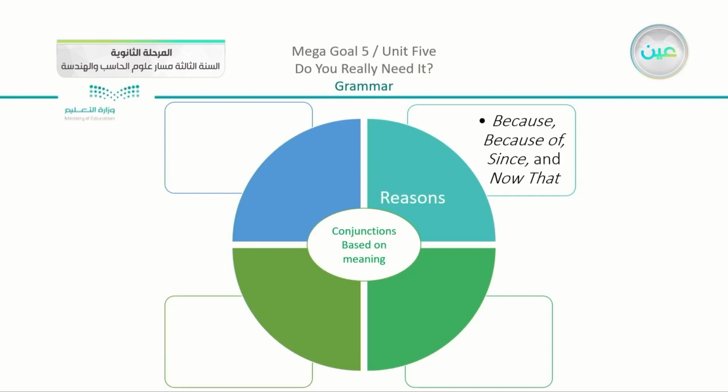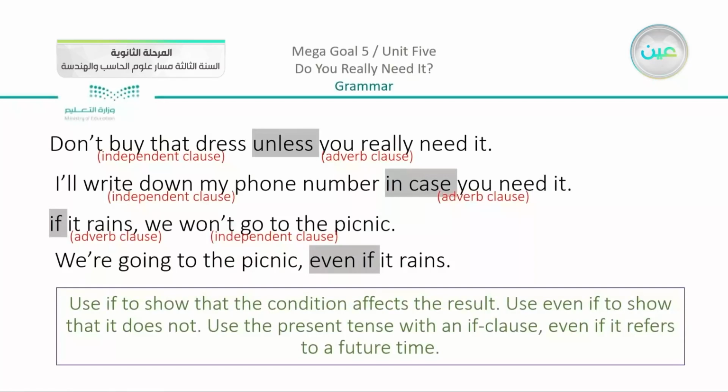They all show reasons. Moving on, we have the second group. We have here: don't buy that dress unless you really need it. I'll write down my phone number in case you need it. If it rains, we won't go to the picnic. We're going to the picnic even if it rains.